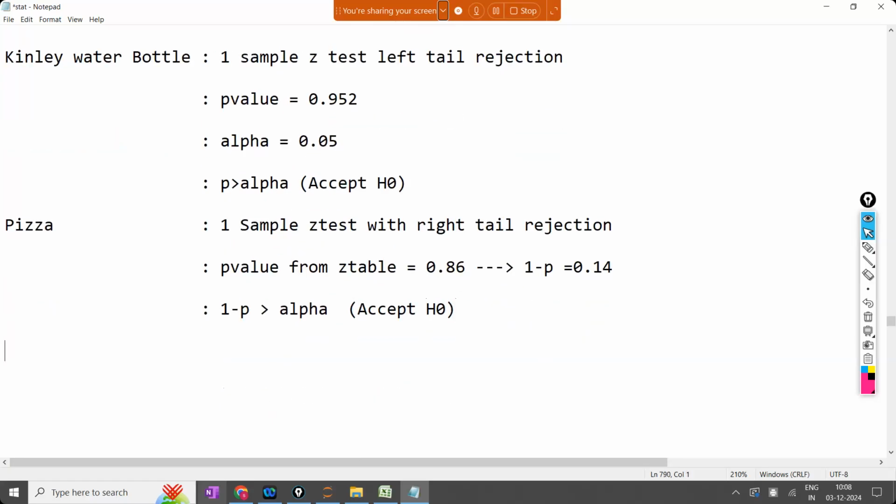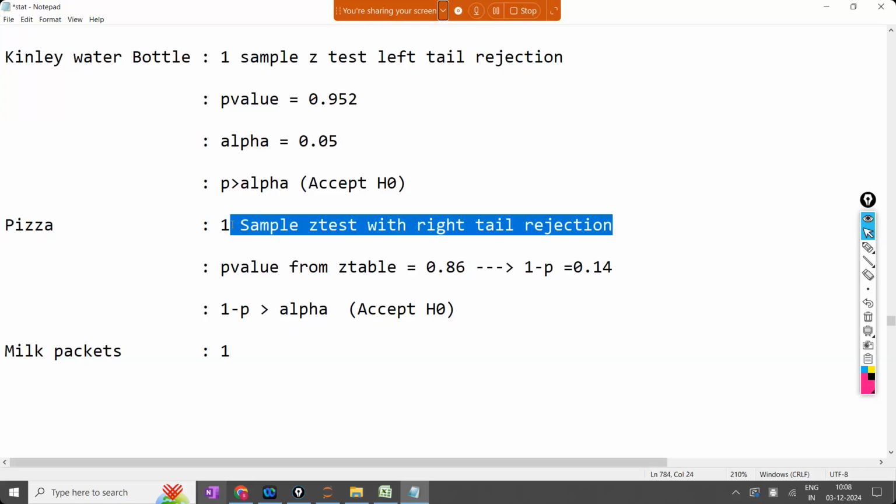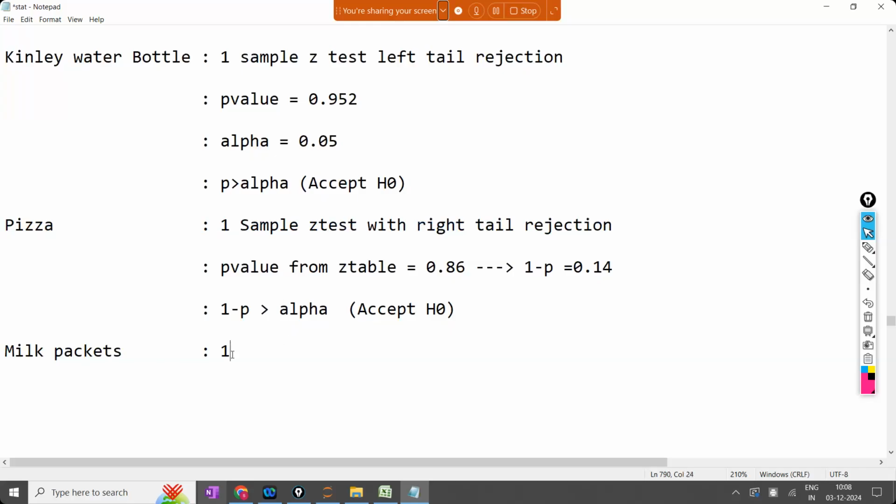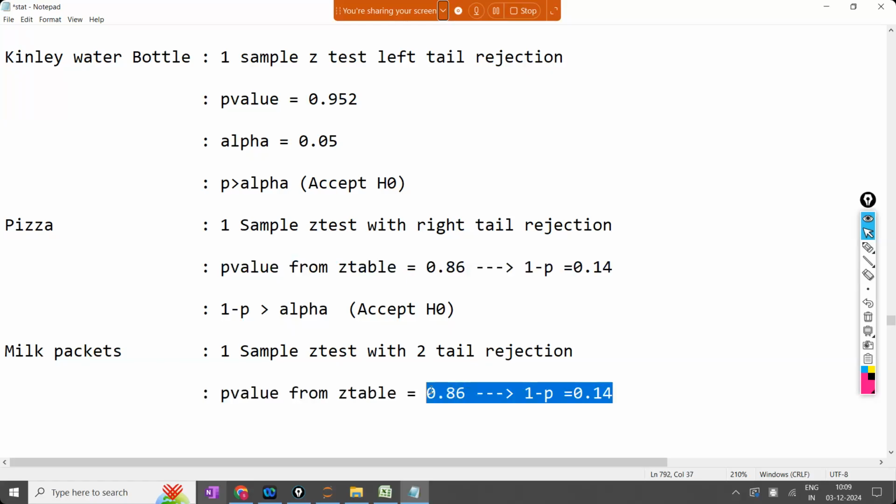Next, coming to the next one. Third example. What is your third example? Milk packets. What is the milk packets example? The milk packets is of two-tailed rejection. It is a one sample test with a two-tailed rejection. When it is a two-tailed rejection, what p-value have you got from the Z table? Again, you are going to get only the left side area. What is the p-value you got from the Z table? Huh?